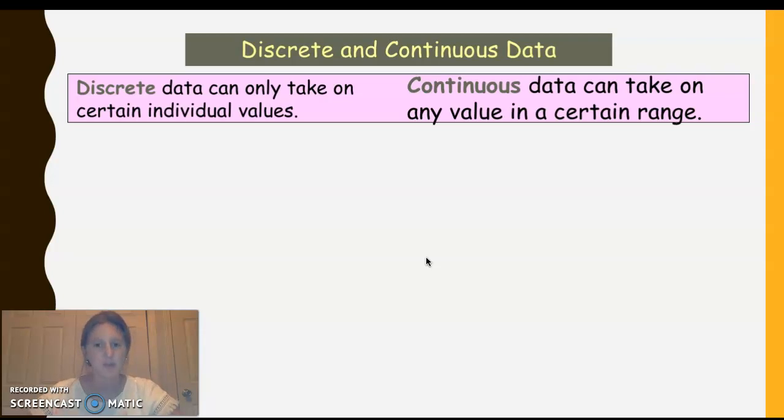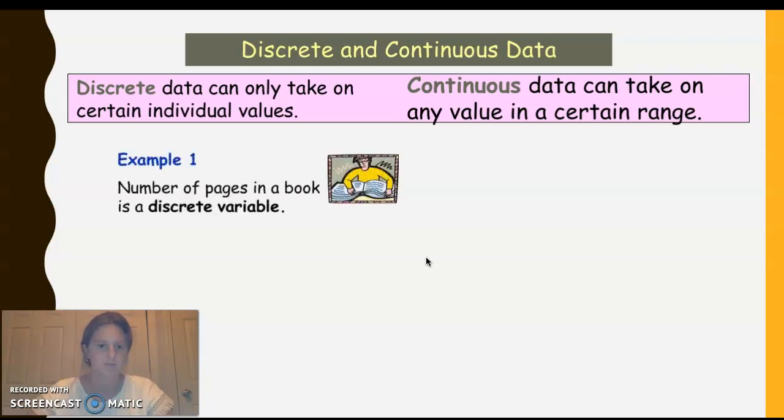So you may think you'll be able to count it, but when you think about it more in depth or more critically, there's a whole bunch of values in that range that it could be. So that's where continuous data comes in. It can take on any range. So discrete, we can count it. Continuous, we might think we can count it, but when you think a little bit deeper, there's a whole range of numbers it could be. So here we'll talk about some examples, it might be easier to grasp.